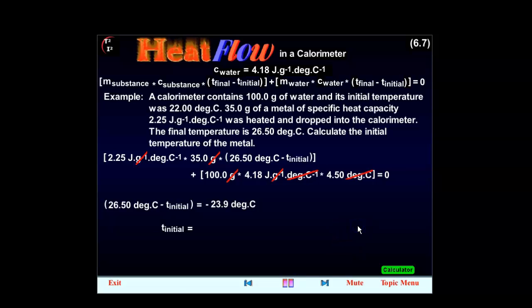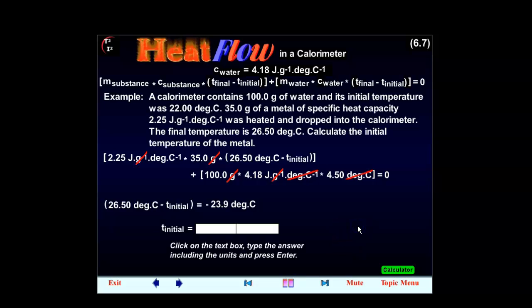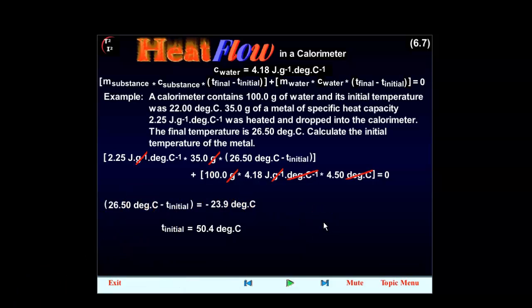T initial equals. So what is your initial temperature? Because this was the final minus initial equals negative 23.9 degrees Celsius on the other side of the equation. So to get your T initial, you solve this problem. All right, the answer is 50.4 degrees Celsius.